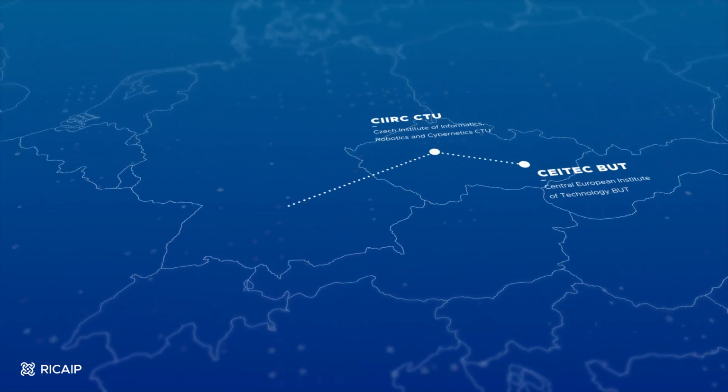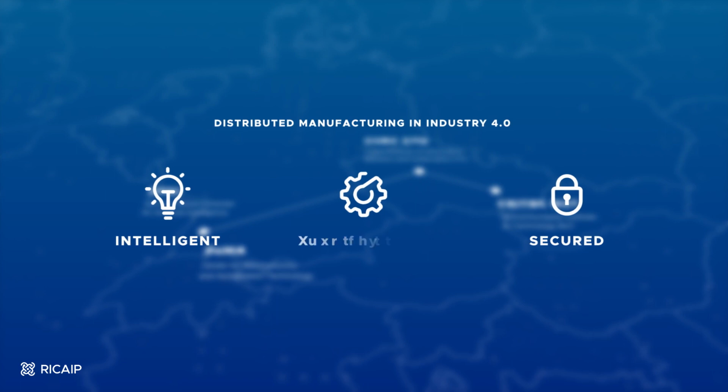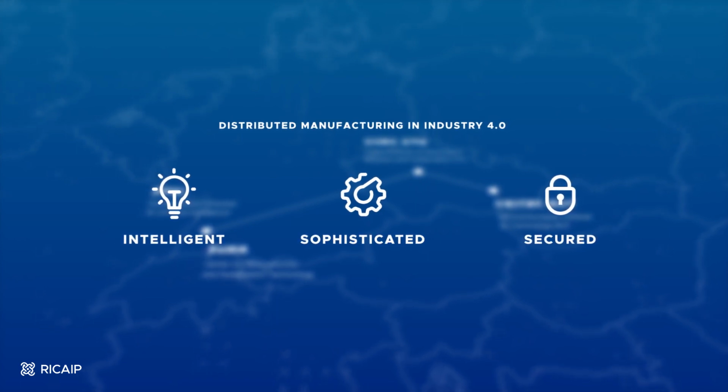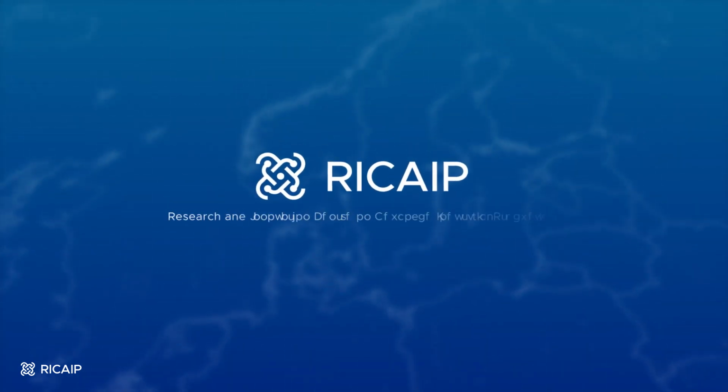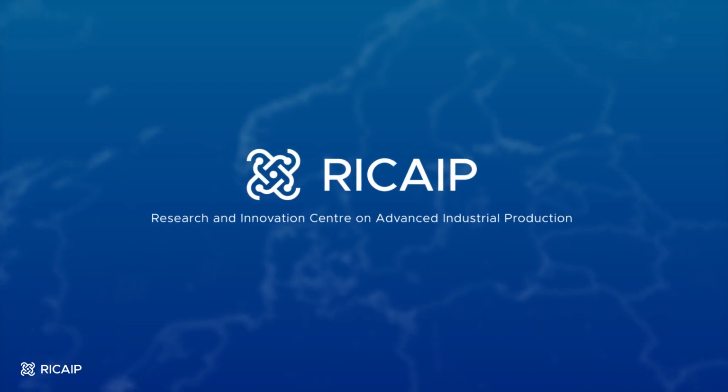Two Czech and two German research institutes have joined forces in the creation of a project for new, intelligent, secure, and sophisticated solutions for distributed manufacturing in the Industry 4.0 environment. The collective effort led to the establishment of Ricaip, the Research and Innovation Center on Advanced Industrial Production.